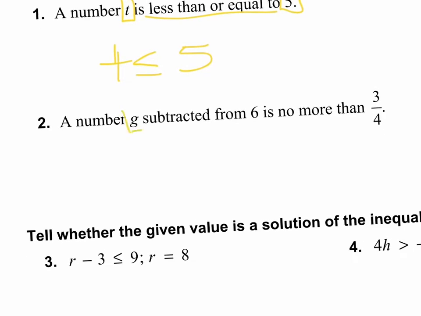Okay, a number g subtracted from 6 is no more than 3/4. So that would be 6 minus g is no more than 3/4. So no more than. Can it be 3/4? Yeah, it can be 3/4, so it has that equal sign. Can it be less than 3/4? Yeah, because 0 is less than 3/4, right? So we want to eat the 3/4 because it's no more than 3/4.